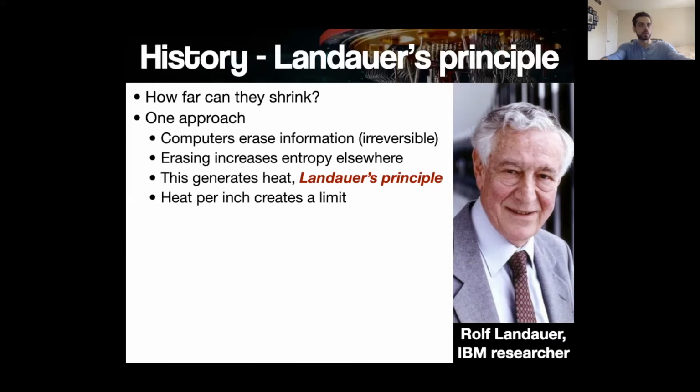There's plenty there. And so why is this a limit? Well, if you're generating heat in each transistor, and there's a certain amount of heat that has to be generated when you erase a bit of information, that means the more transistors you fit on a chip, the more heat is going to be produced per square inch of that chip, or per any unit of area you like.